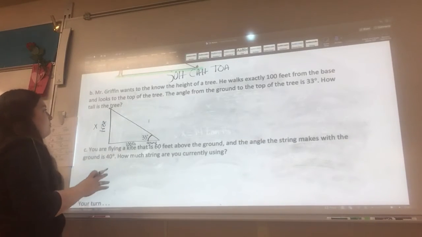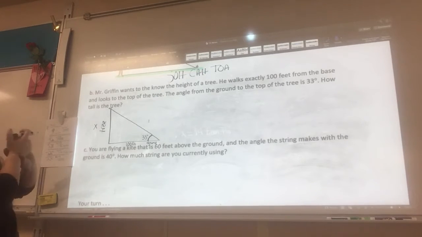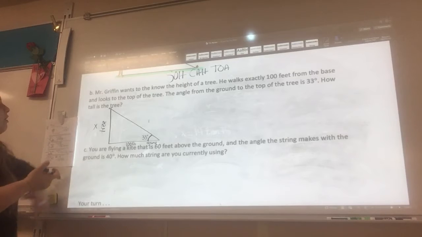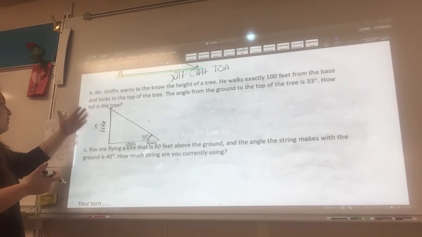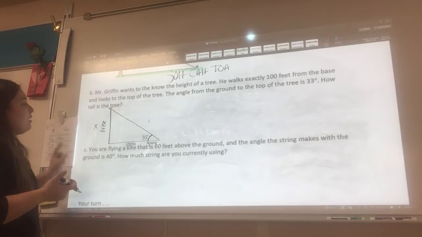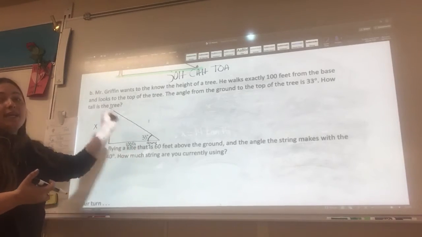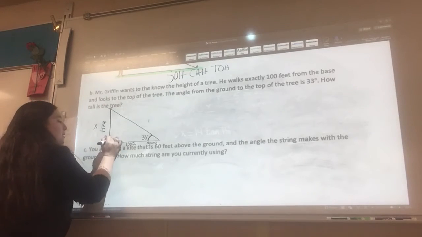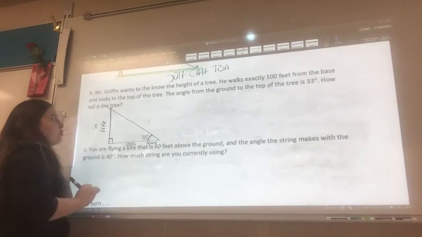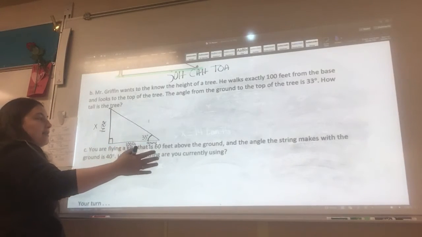Okay, so setting up the triangle is so important. Make sure you do that. All I did was follow along. Height of a tree. The tree can only be straight up and down. Ground is on the ground. Eyesight, you can make our hypotenuse. So because we've done that, this is a right triangle. All we have to do now is set up our proportion.